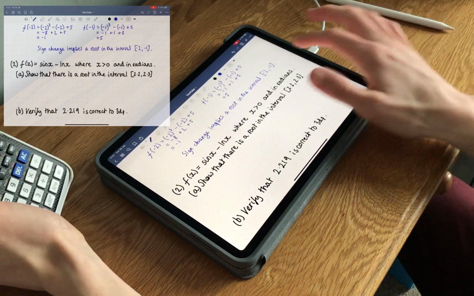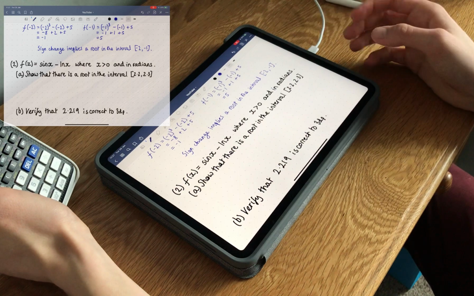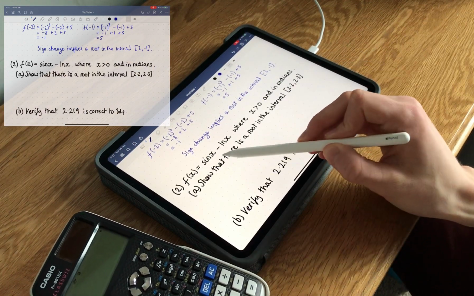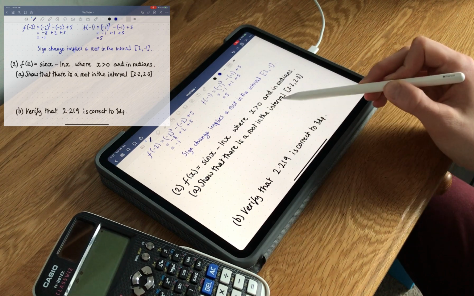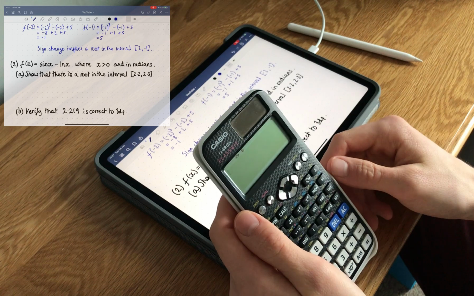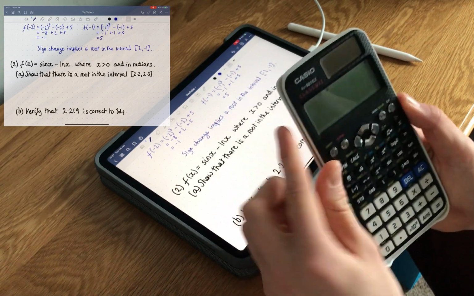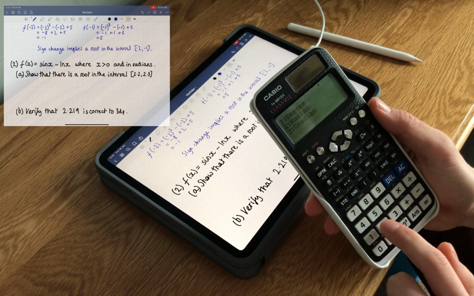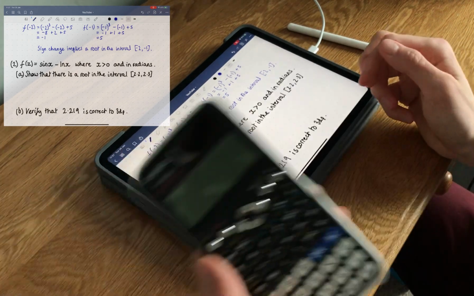Okay, so next I'm going to show you this example here, which is essentially the same thing, but we're going to need our calculator for it. So the function is f of x equals sin x minus ln x, where x is greater than 0 and in radians. So before we do anything, we want to make sure that our calculator is in radians mode. To do that, if you've got one of these ClassWiz calculators, you press shift, menu, number 2 for angle units, and then number 2 again for radians, and now you should be all ready to use it.